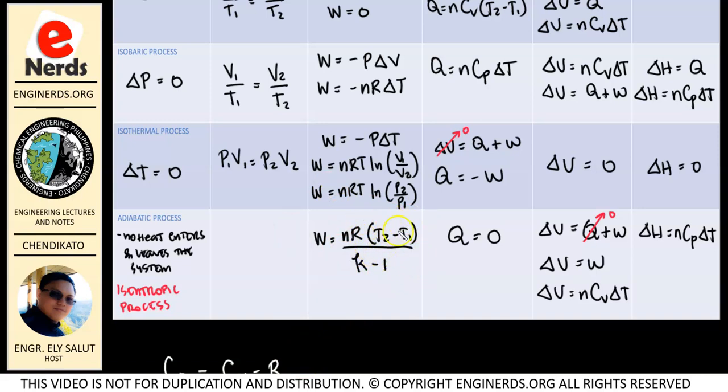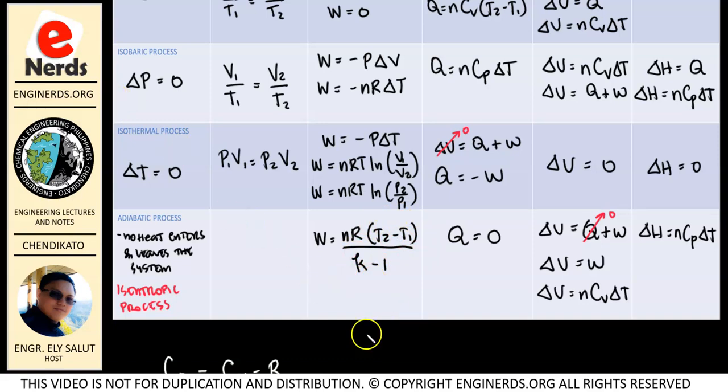So that means our temperature is changing, because otherwise, if it is an isothermal condition, our delta T here will be 0. Now, ano tong tinatawag nating K dito? Because we know that N is the number of moles, R is the universal gas constant, and we have temperature 2 and temperature 1. So what do we mean by K in here?